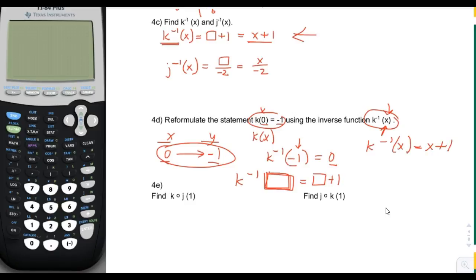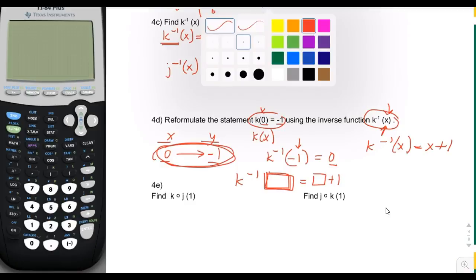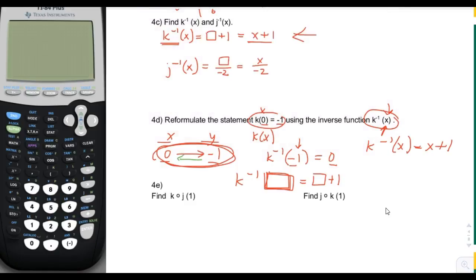And so this mapping here, the inverse function actually always goes backwards. It always goes backwards from what we're normally used to. A regular function goes from x to y. An inverse function goes from y to x. I hope that did not further confuse you.